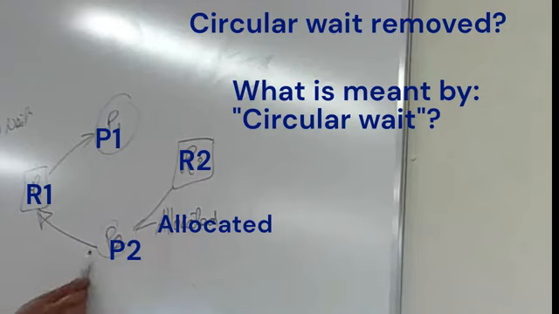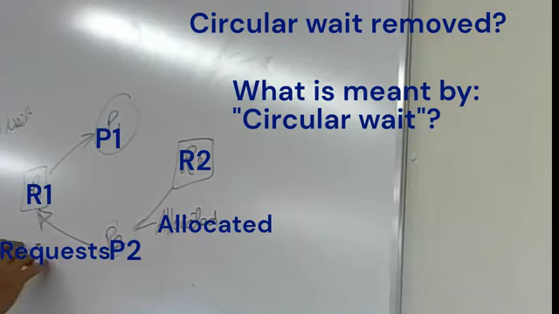If the arrow goes from the process to the resource, how do we read it? How do you read this arrow? Request. Process number two is requesting resource one. So you need to read the name of the process and the name of the resource, or the name of the resource and the name of the process. Anyway, process number two has this resource allocated to it, but it needs that one.